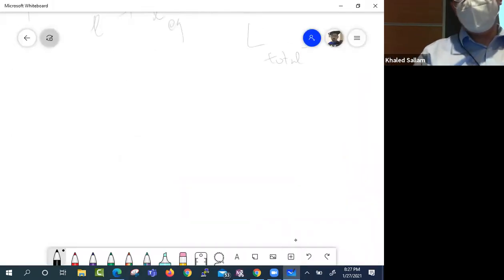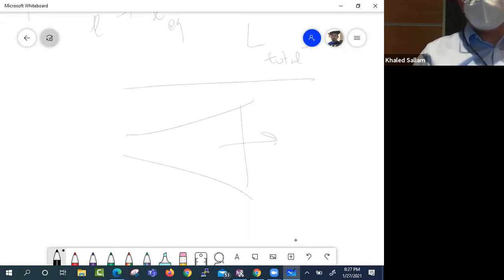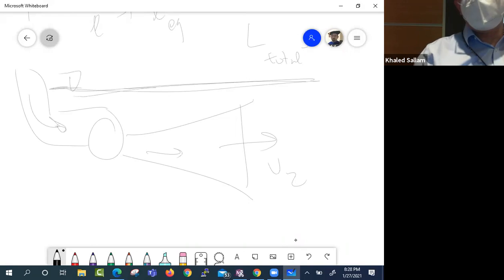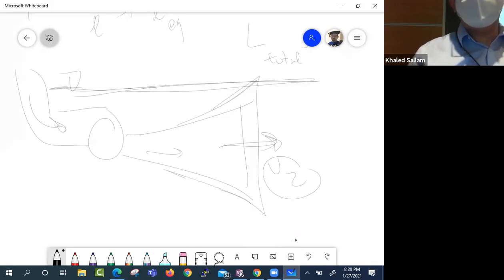Why is V2 never going to be 0? Because the water needs to leave, right? I mean, even if you make this draft tube infinite, you are never really going to get to infinity, because the river is not infinitely deep.